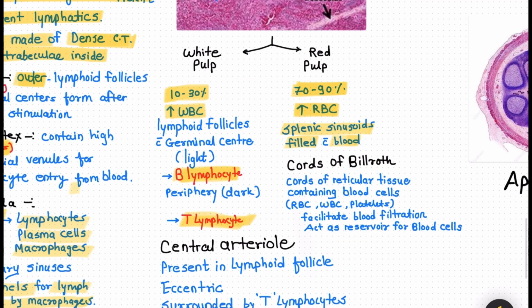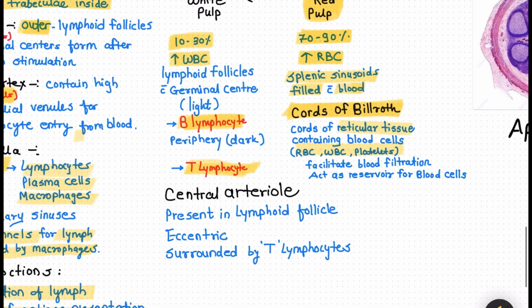Cords of Billroth are nothing but specialized reticular tissue. These are cords of reticular tissue which contain blood cells, RBCs, WBCs, platelets, and they facilitate blood filtration and act as a reservoir for blood cells. Cords of Billroth are found in red pulp.